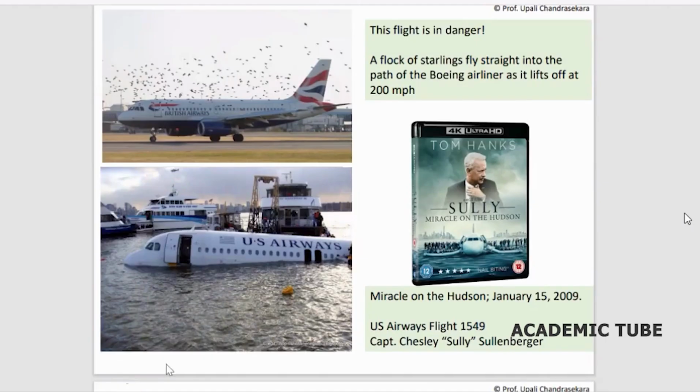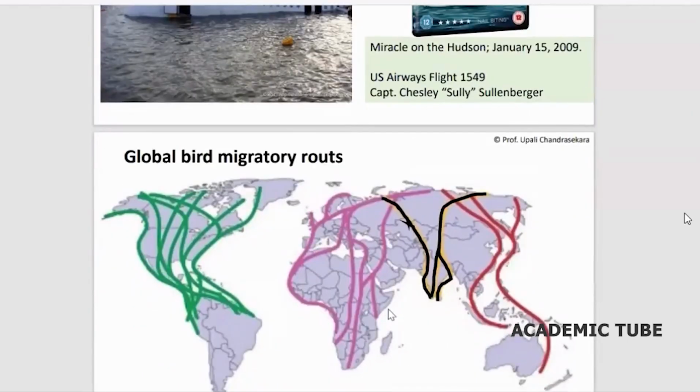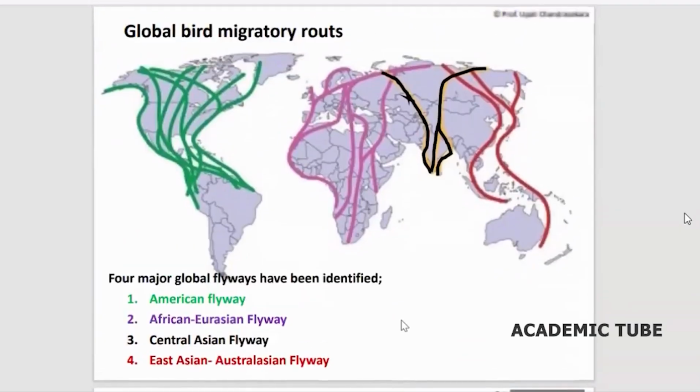Okay, now I told you in the definition that birds fly along designated flyways. Now, in this diagrammatic representation, I am showing you those designated flyways. Now, there are so many designated flyways, but there are 4 major global migratory routes.